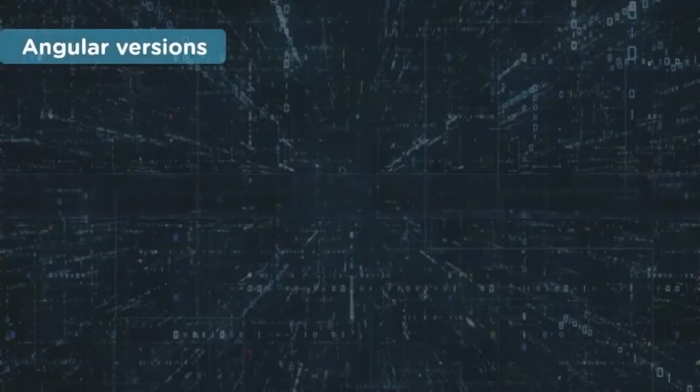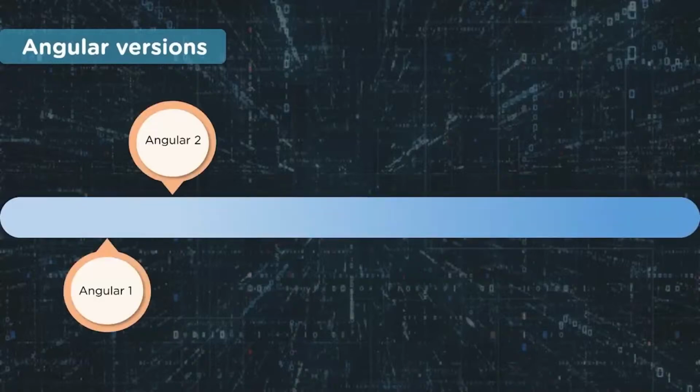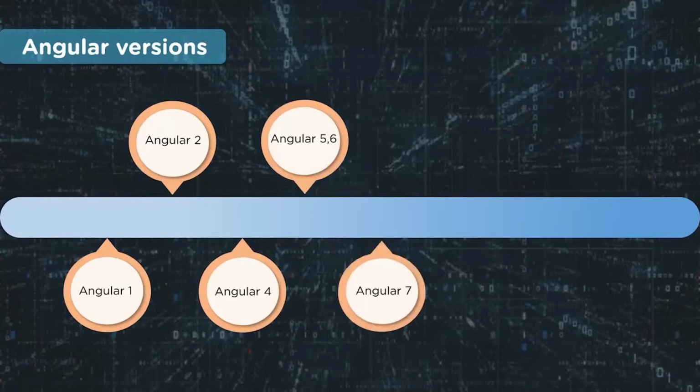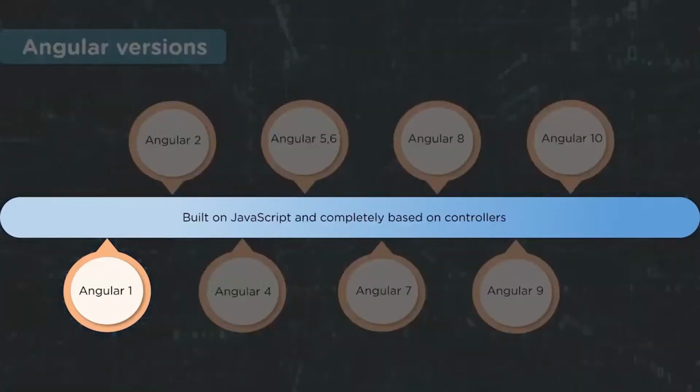Ever since its inception, Angular has been consistent with releasing new features in their versions. First up was Angular 1, then Angular 2, 4, however Angular 3 was skipped. There was Angular 5 and Angular 6, Angular 7, 8, 9 and finally in 2020 they released Angular 10. Angular 1.x, also known as AngularJS, was a JavaScript-based open-source front-end web application framework.